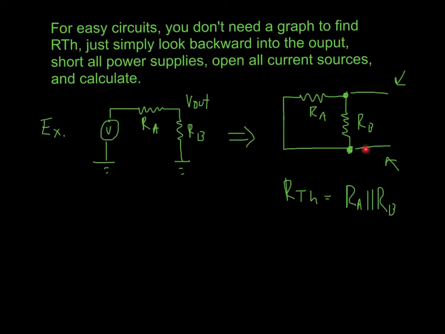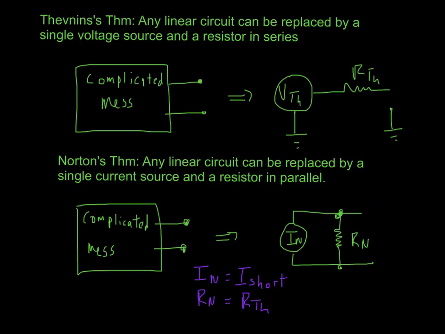Let's talk about Norton real quickly. So to explain a little more what Norton equivalent circuit is, let me give you a definition of Thevenin's theorem. Thevenin's theorem says that any linear circuit can be replaced by a single voltage source and a resistor in series with that source. That's what we were just seeing here. You can take a big complicated mess, could be a bunch of components, power supplies, and we can recreate the circuit as if it were just one source and one resistor in series.